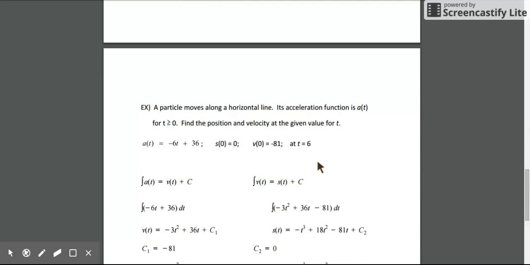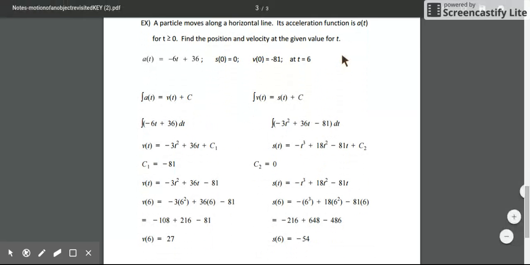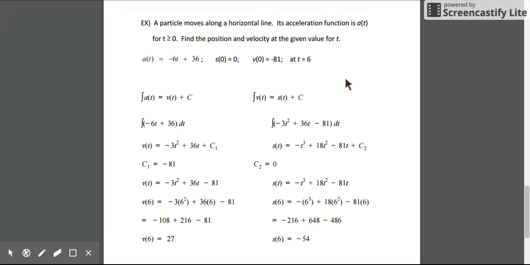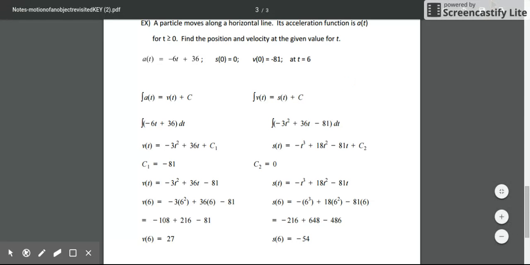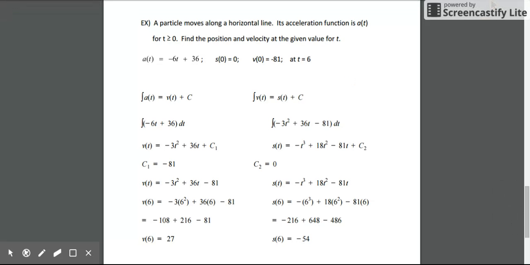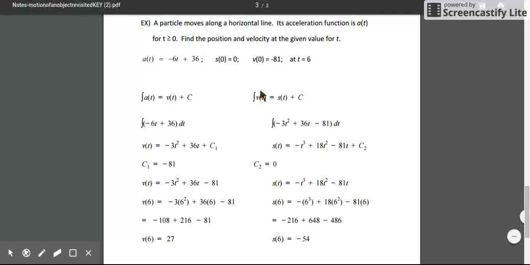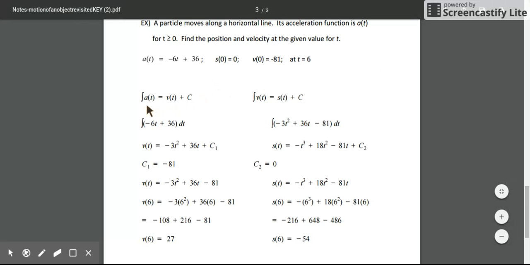Let's do one more example. This time we're given the acceleration function, and we're going to be able to find the velocity and the position as we go. Given the acceleration function and some initial conditions, we're going to be able to use that. To integrate the acceleration gives us the velocity plus a constant of integration. If we find the antiderivative of our acceleration function using the power rule, then we get our velocity function with our constant of integration.